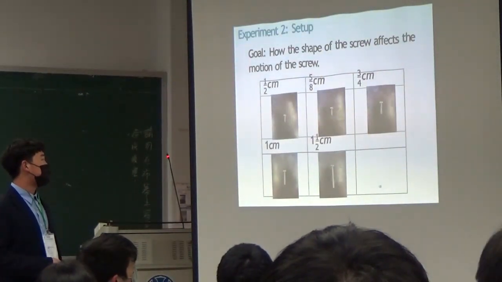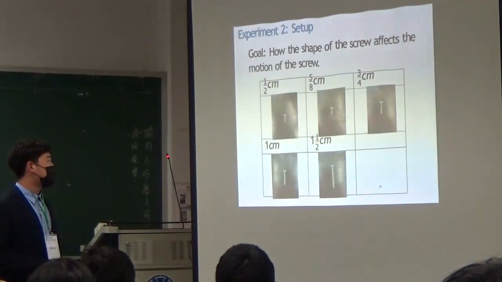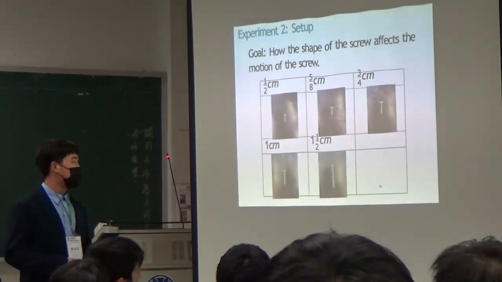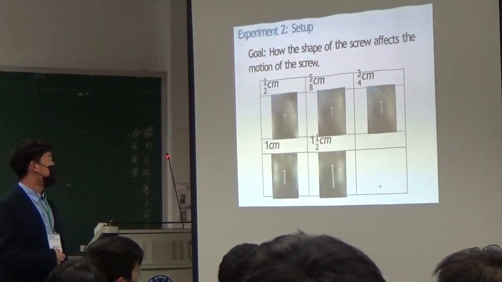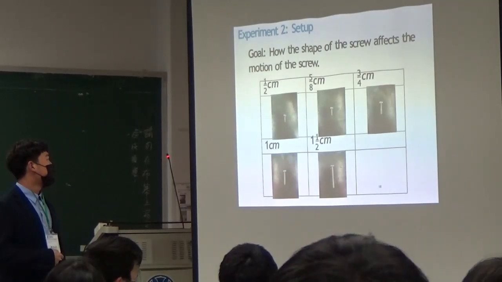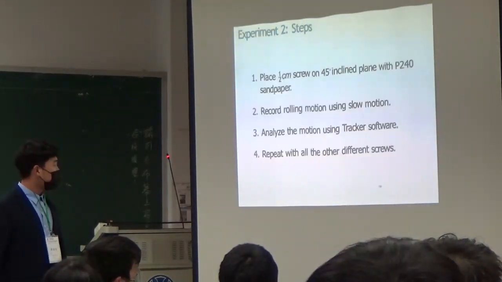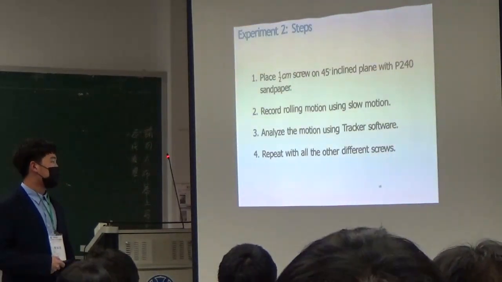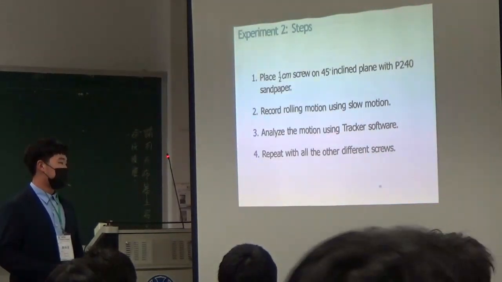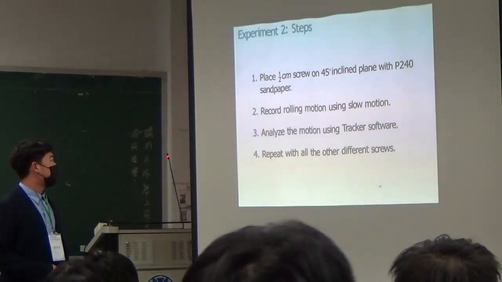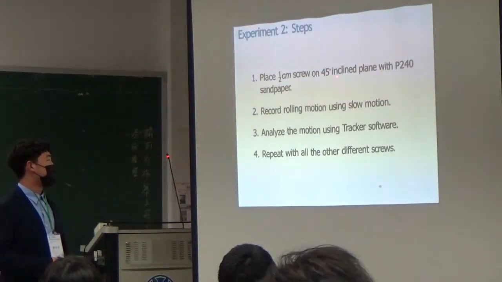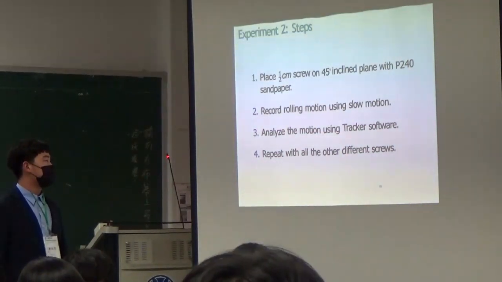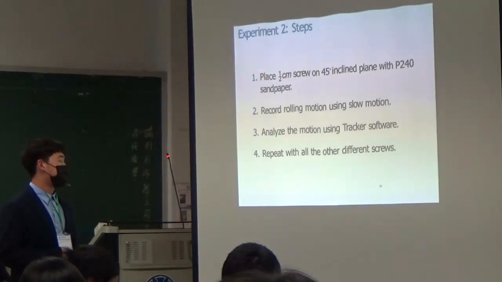Okay, it's the second experiment. We use five types of screw, these five. And we put these five screws on the plane at a 50 degrees angle, with P240 sandpaper, 240 centimeters.